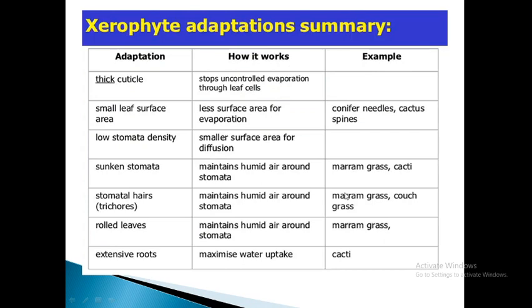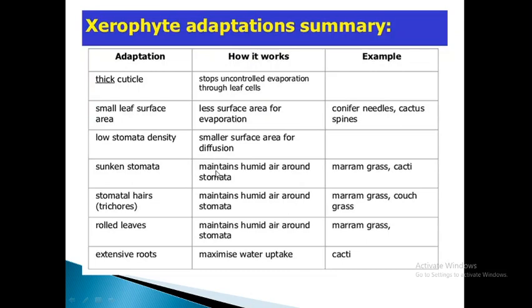Now, finally, a summary of xerophyte adaptations. Thick cuticle: it stops uncontrolled evaporation through leaf cells. Small leaf surface area: it provides less surface area for evaporation, for example, conifers, needles, cactus, pines. Low stomata density: it provides a smaller surface area for diffusion.